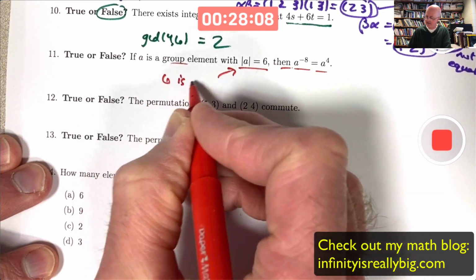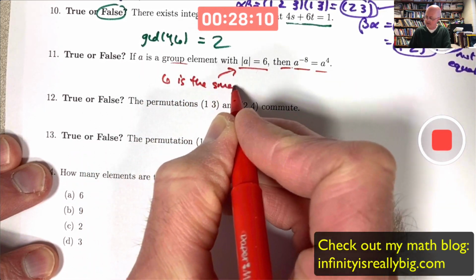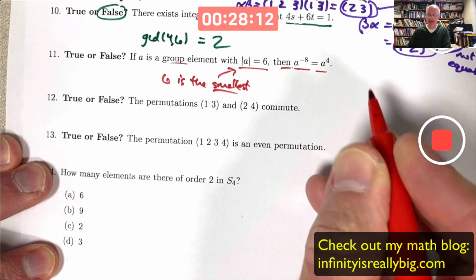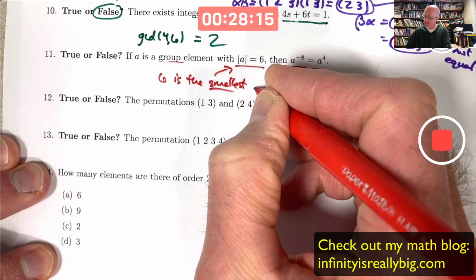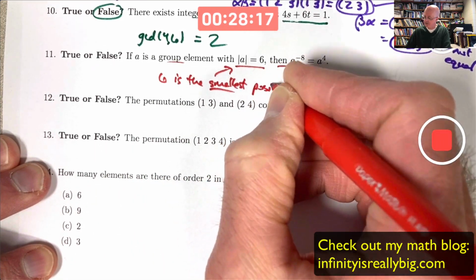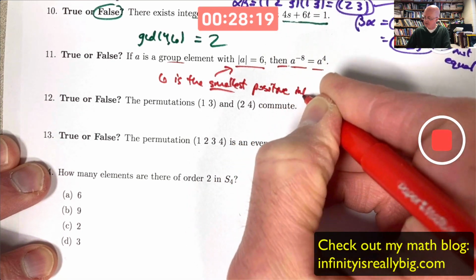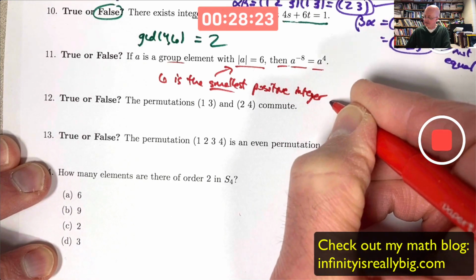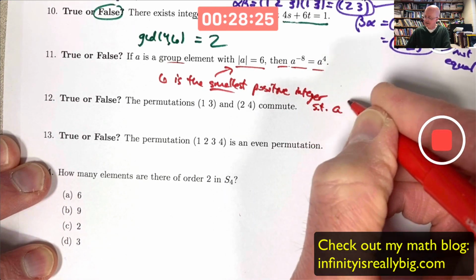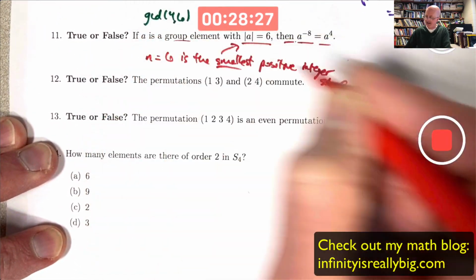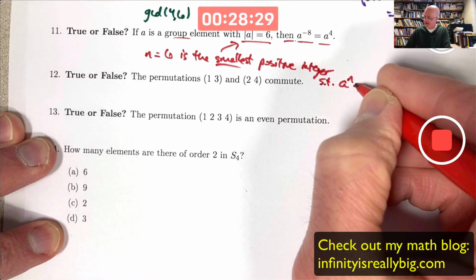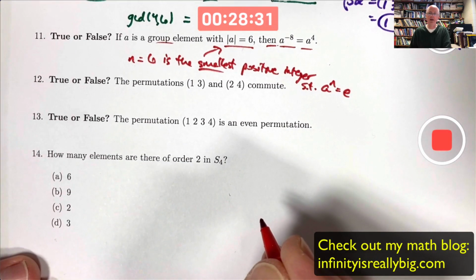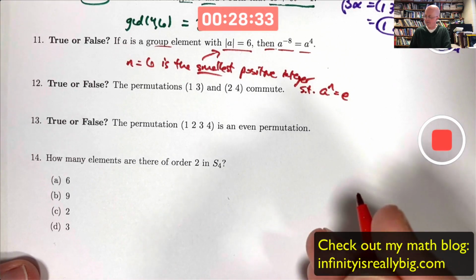6 is the smallest, and it is important to emphasize it's the smallest positive integer such that when you raise it to that power, you get the identity element. Let's call it n. A to the n equals the identity. Okay, that's the assumption we're making here.